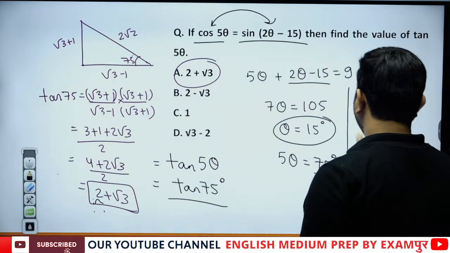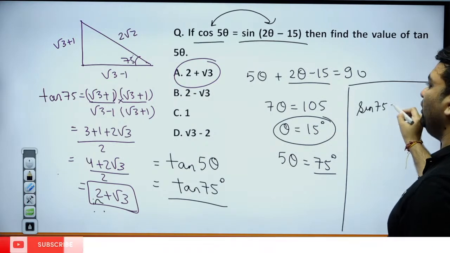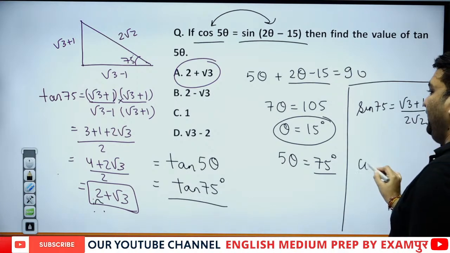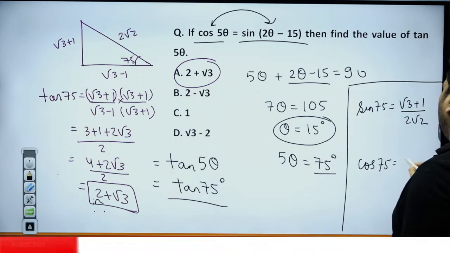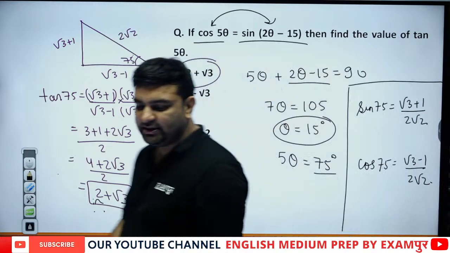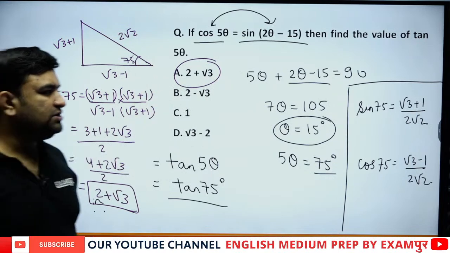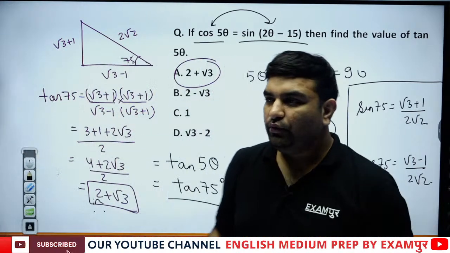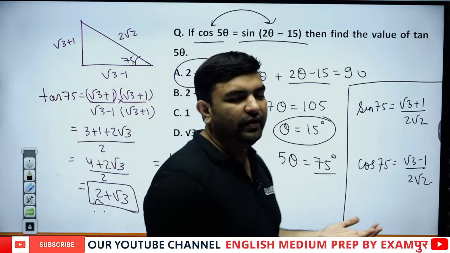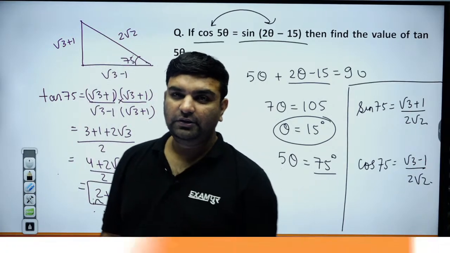So what is going to be sine 75? Perpendicular over hypotenuse, root 3 plus 1 upon 2 root 2. And what is cos 75? Base upon hypotenuse, root 3 minus 1 upon 2 root 2. I hope you understand the logic of telling this triangle, because if you know the triangle, you know all the values of all trigonometric ratios, whether it is sine, cos, tan, cosec, sec, or cot.